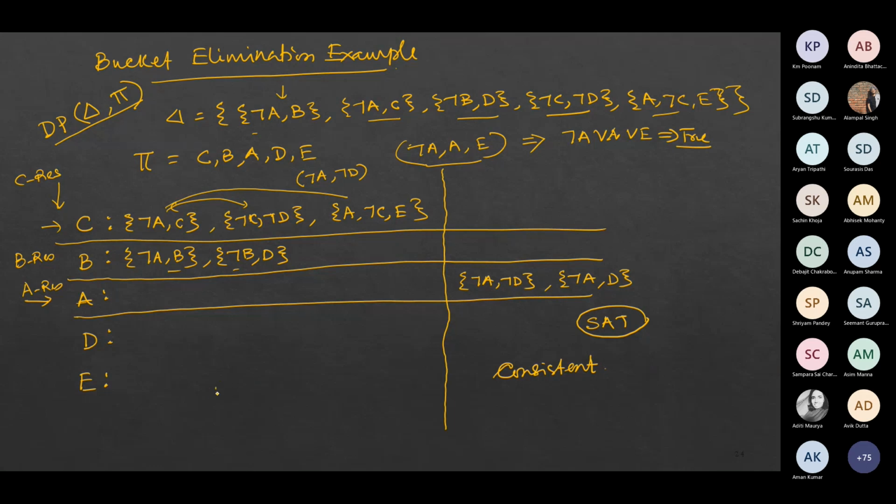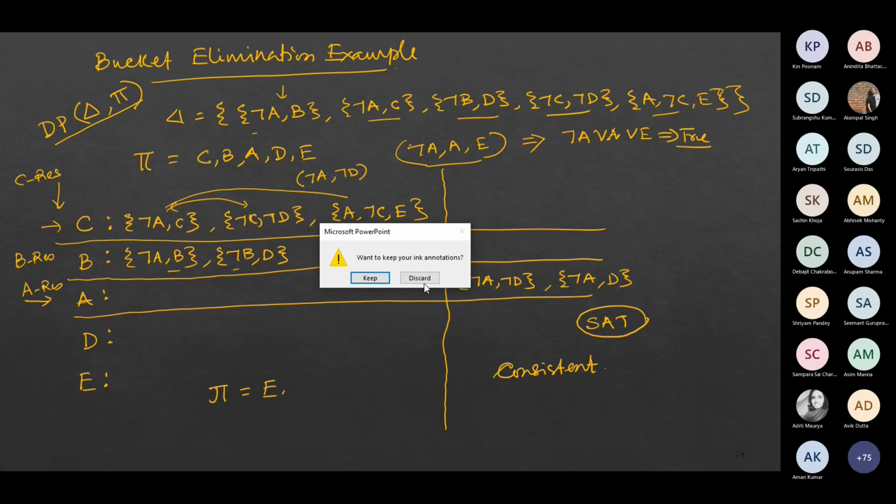Now one may argue that, well, if we have a different ordering, like say E, A, oh, just give me a second. The entire thing is gone. Okay. So if we have an ordering like this, say pi equal to A, B, C, D, E, first question is, will we have the same outcome?